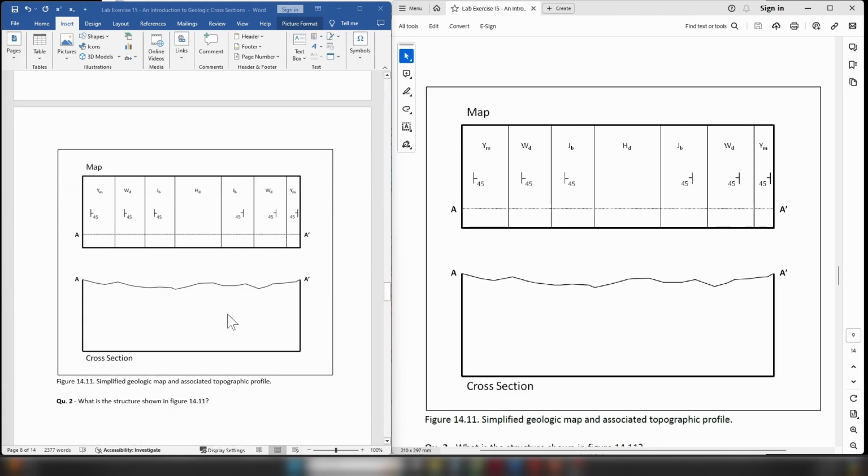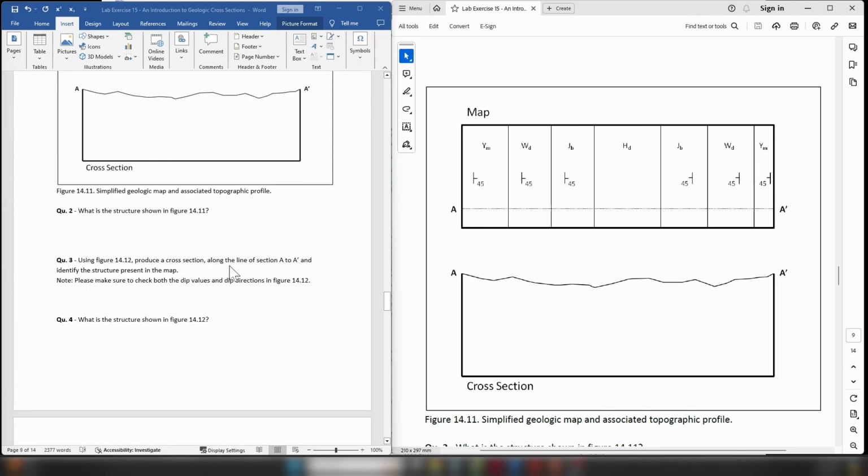Now, once you've completed question 1, question 2 is going to ask you what structure is shown in the figure once you've drawn the cross section. And so you're going to have to work it out. And it's pretty much one of 4 possible options. It's an anticline, it's a syncline, it's a normal fault, it's a reverse fault.